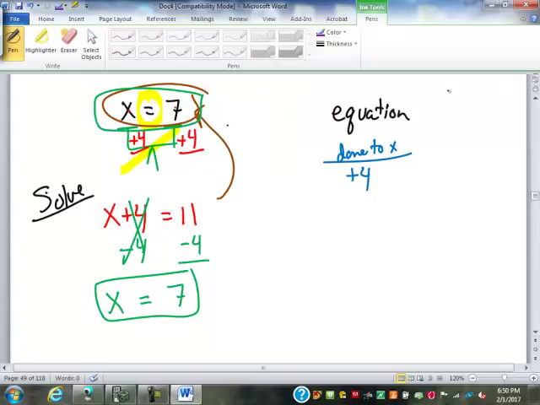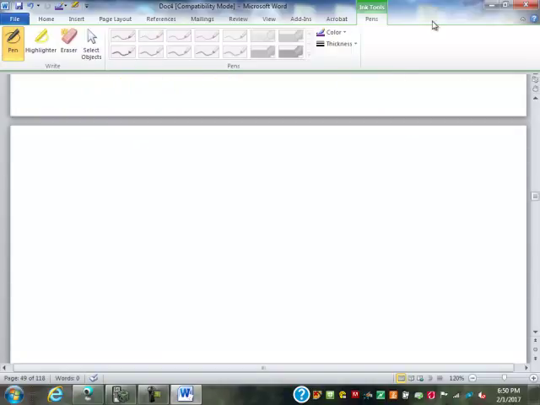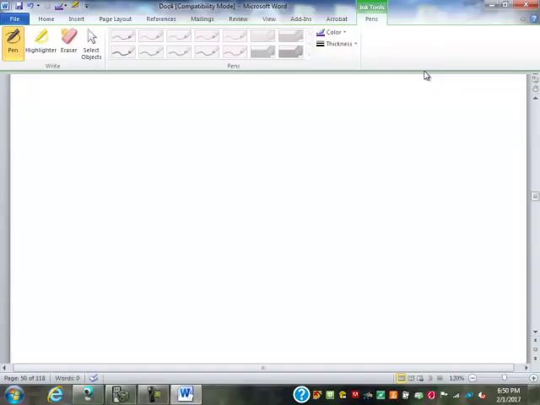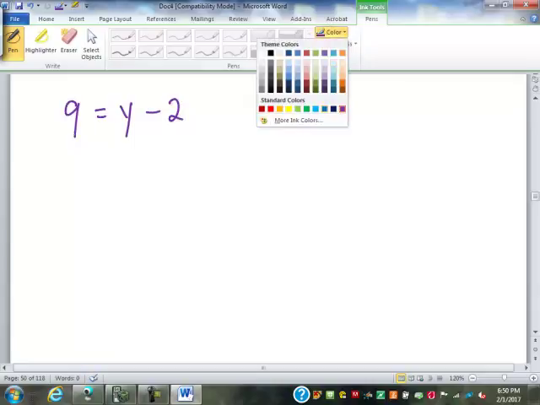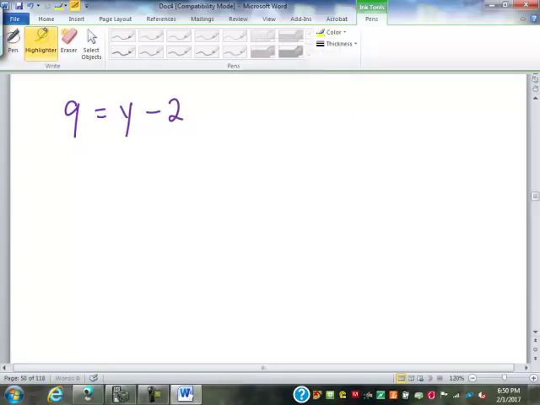Now, we built that equation, so we know how it was built. We knew how to take it apart. The key is being able to look at an equation and figure out how it was built. So we might have y minus 2 equals 9, or 9 equals y minus 2 in this case. To figure this out, we first find the equal sign. It's right there. We identify what side of the equation has the variable on it. That's over here.